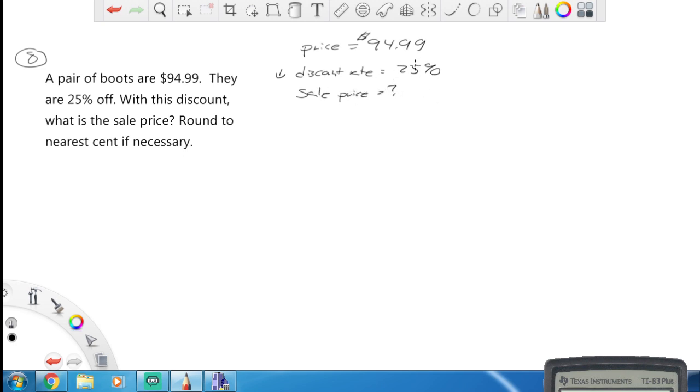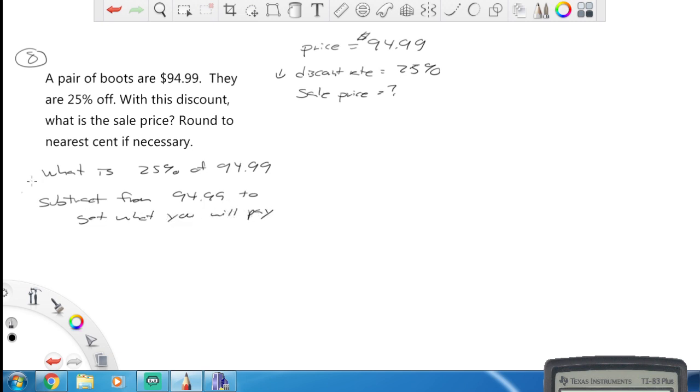So you're saving 25%. So if you're going to go one way for it, again, it's asking what is 25% of $94.99. That will get you the amount you save, and then you just want to subtract that from $94.99 to get what you paid. So that's our game plan.